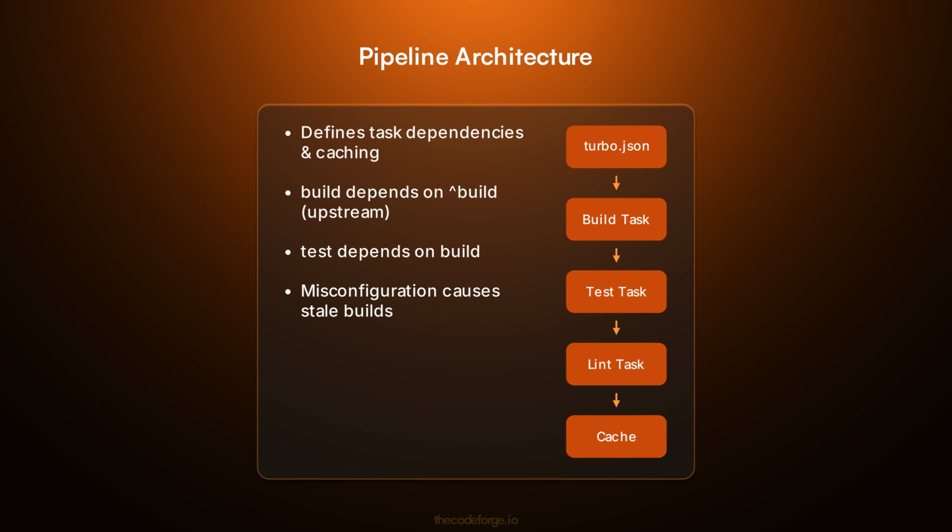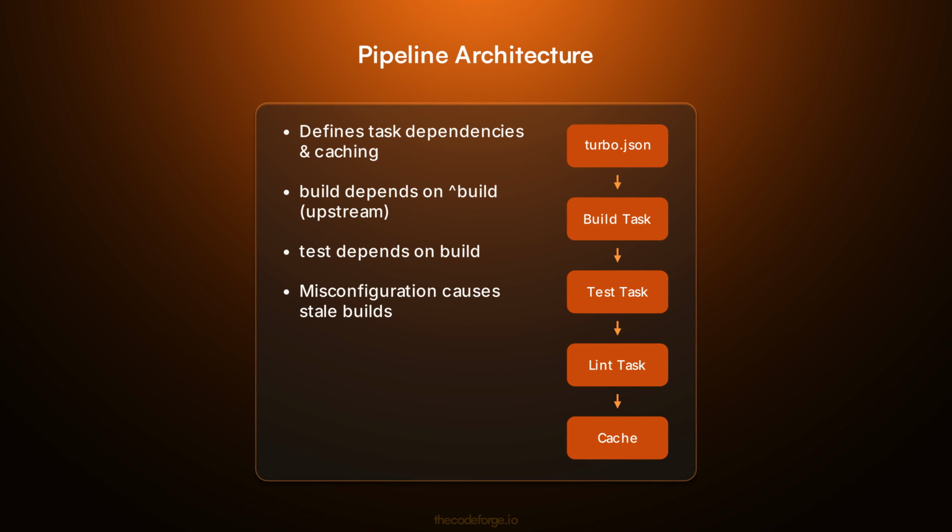Turborepo's core is the pipeline configuration in turbo.json. It defines task dependencies and caching rules. For example, build depends on upstream packages built first, and test depends on build. Turborepo caches outputs based on file contents, environment variables, and dependency graphs.